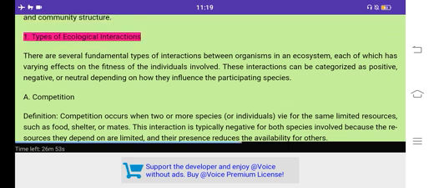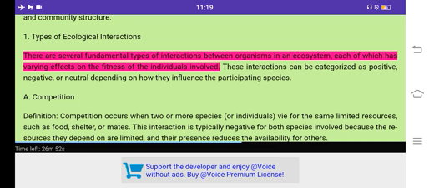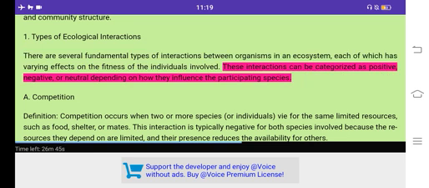1. Types of ecological interactions. There are several fundamental types of interactions between organisms in an ecosystem, each of which has varying effects on the fitness of the individuals involved. These interactions can be categorized as positive, negative, or neutral depending on how they influence the participating species.